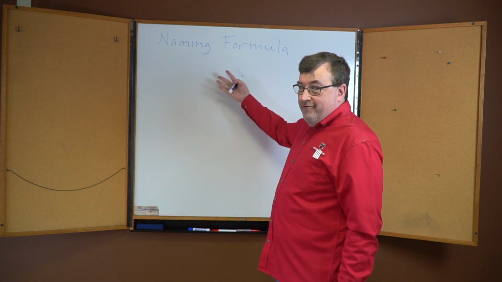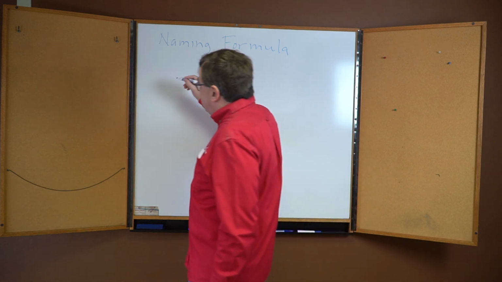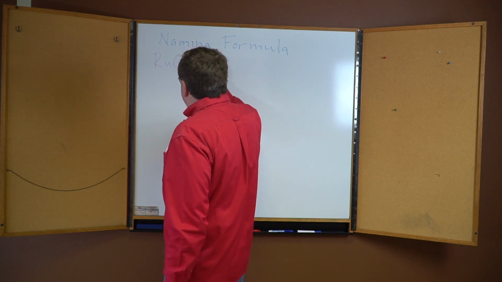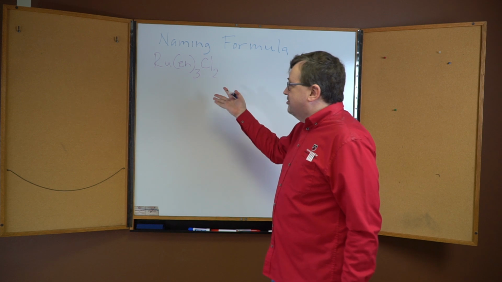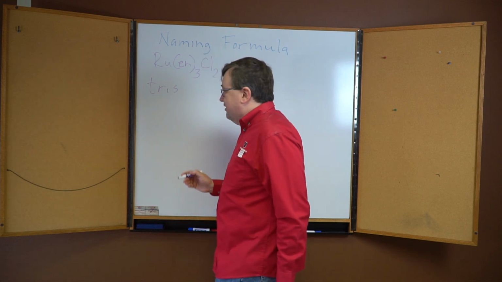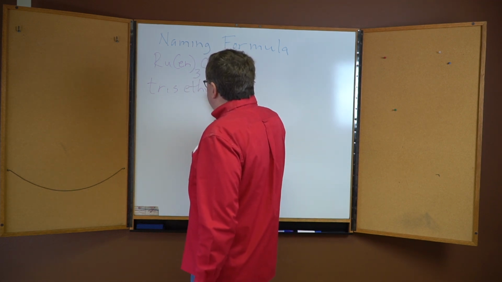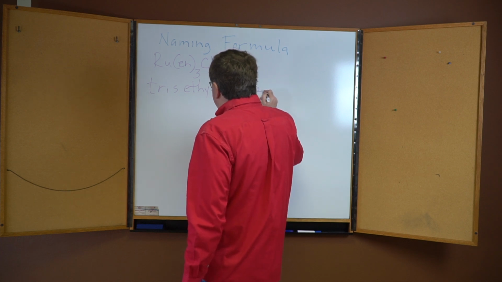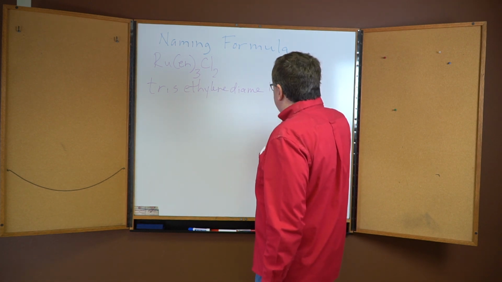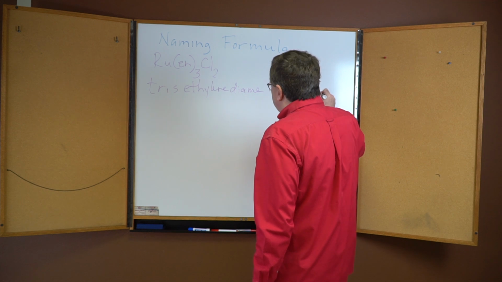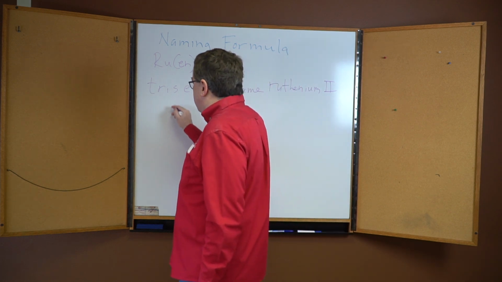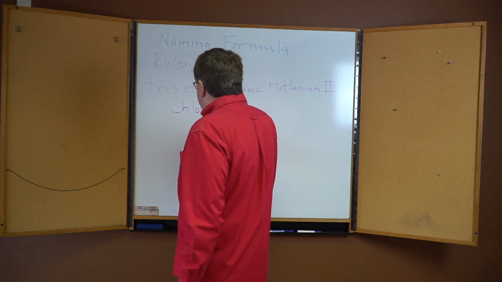First will be naming and formulas. So something like this would be tris for 3. Ethylene diamine. Ruthenium 2 chloride.